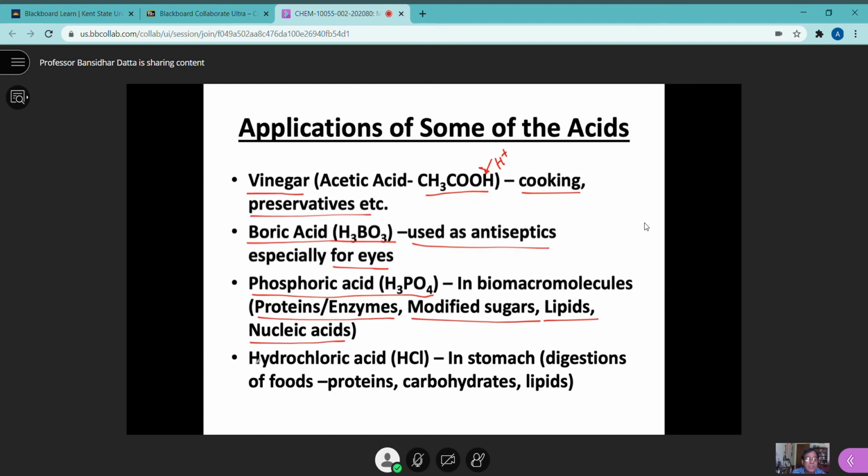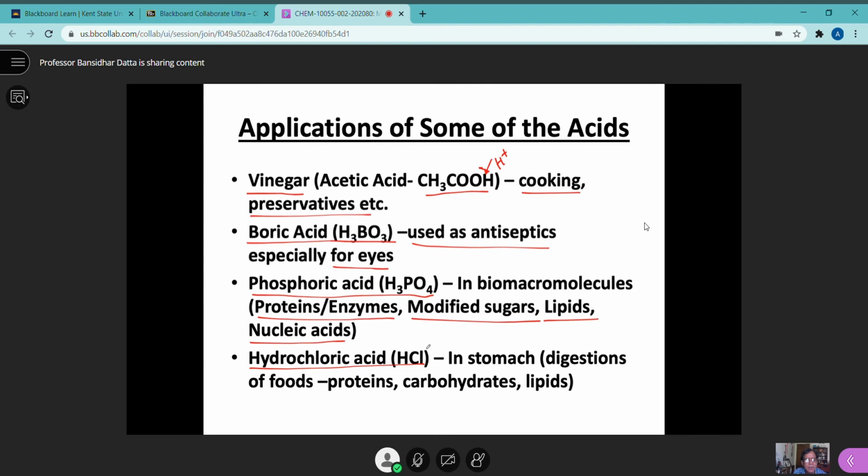Likewise, the hydrochloric acid, HCl, we use plenty of it in the stomach for digestion of food, proteins, carbohydrates, lipids, etc. And with too much HCl, we have trouble, right? It's called GERD, or gastric acid reflux disease. All right. So these are some applications of acids. There are many other acids too, but these are the ones applied to our health to some extent.